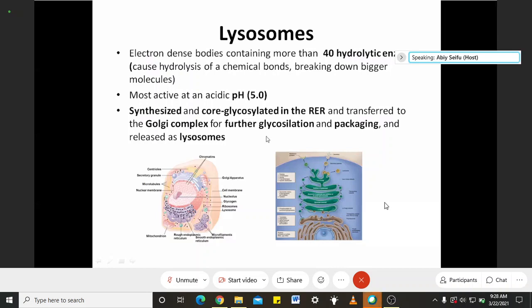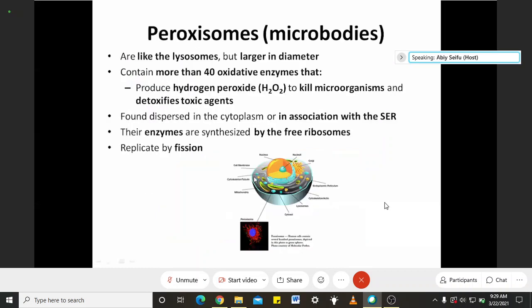These lysosomes, as I have already been describing to you now and then, are synthesized initially by the rough endoplasmic reticulum, and then get modified and glycosylated within the Golgi apparatus and be released out into the cytoplasm. So that's what I can tell you about the lysosomes.